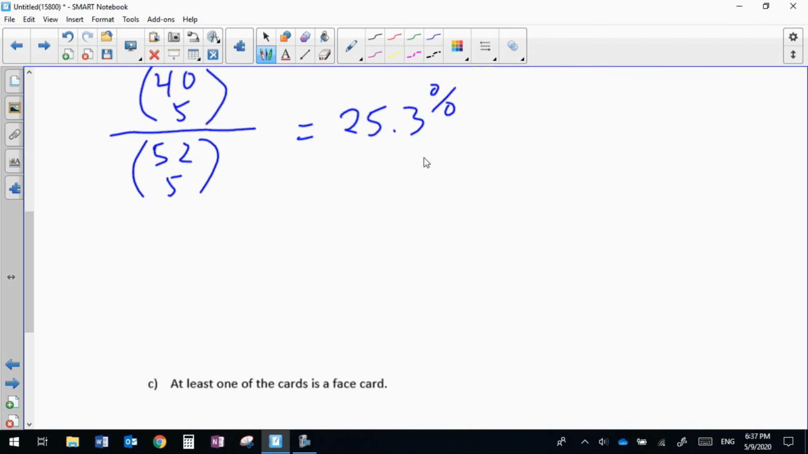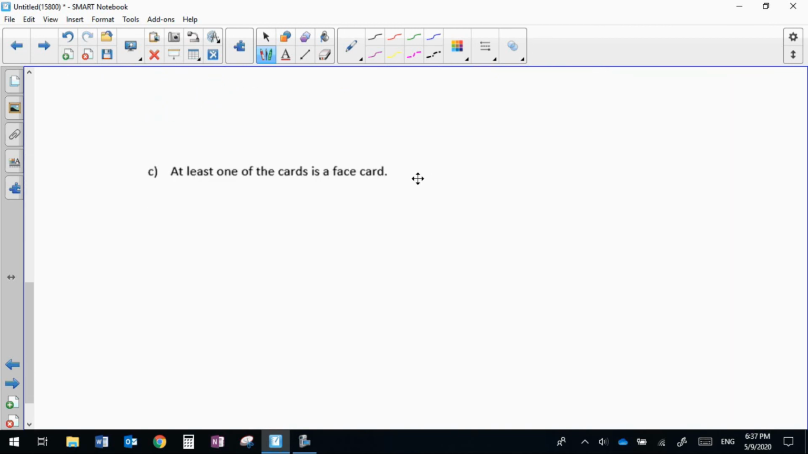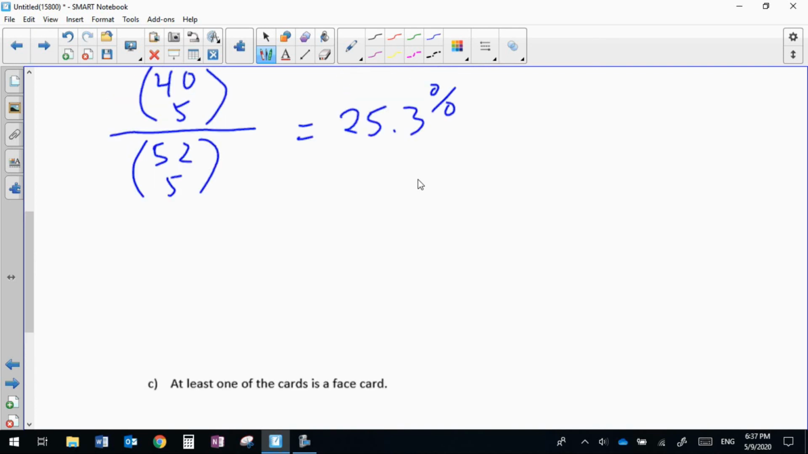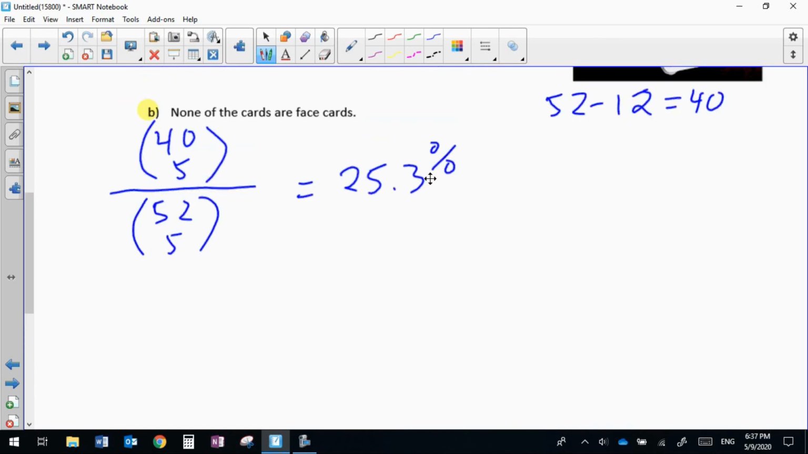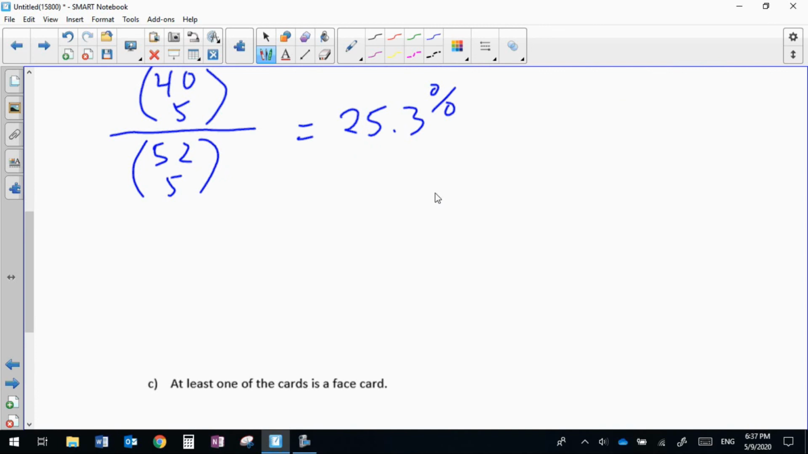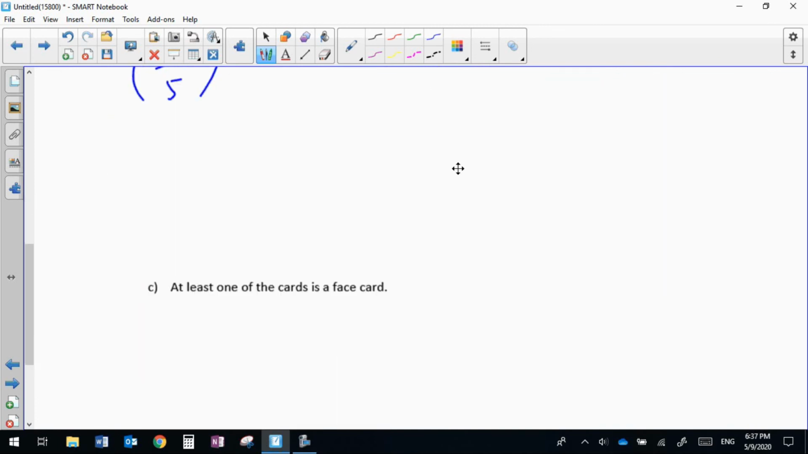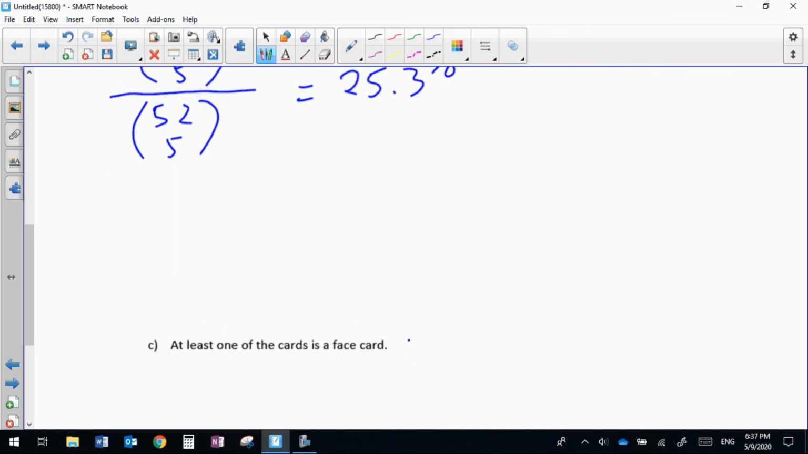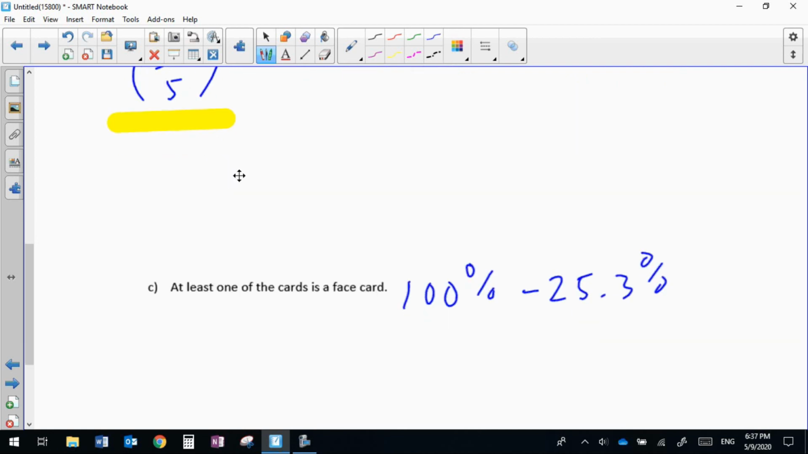How about at least one of the cards is a face card? Okay, that is something now where we can use the complement. If none of the cards are face cards, if that doesn't happen, it means that at least one card is a face card. So we really just take 100% and subtract 25.3%. Or we take the number 1 and we subtract that big value there. So that would be about a 74.7% chance that you have at least one face card.